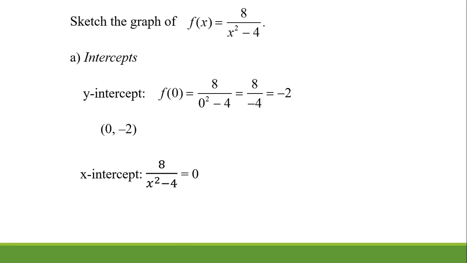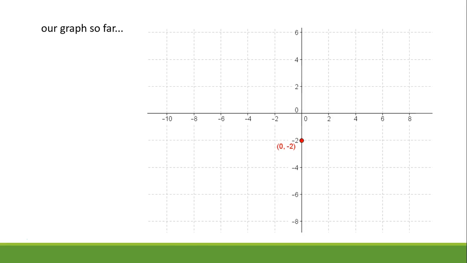To find the x-intercept, we set the fraction equal to 0. And the fraction's only equal to 0 when the numerator is 0. But in this case, the numerator is the constant 8, which can never be 0, which means we don't have an x-intercept for this graph. So far, here's what our graph looks like. We have a y-intercept, but we don't have an x-intercept.